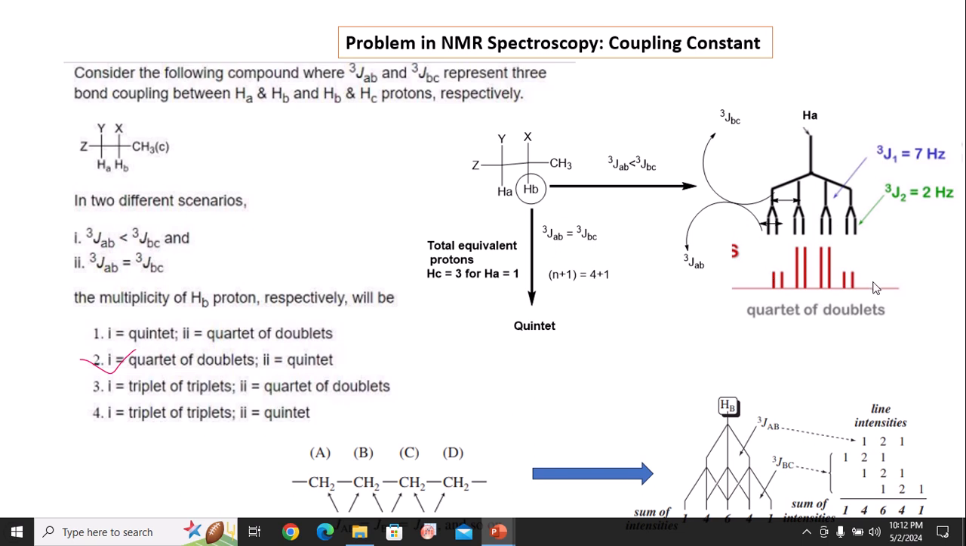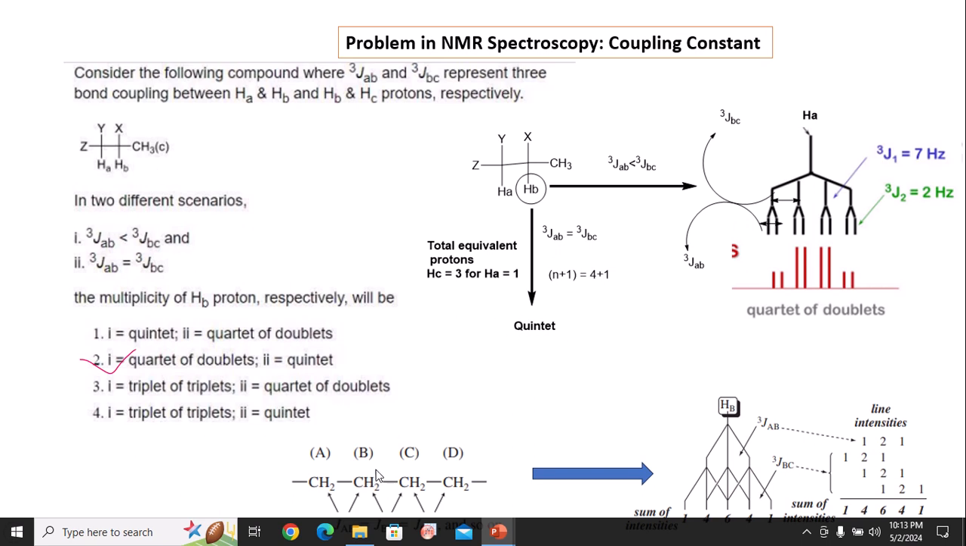So a quartet of doublets is formed in case 3JBC has a greater coupling constant than 3JAB. But if 3JAB is equal to 3JBC, meaning the coupling constant is the same, then the CH3 and HC protons couple similarly with the HA proton. So the total number of protons is 4, and according to the n+1 rule, it gives 5 lines. This is the quintet.